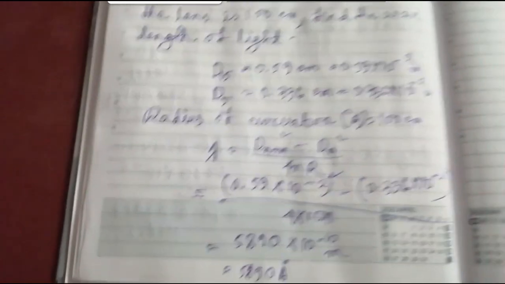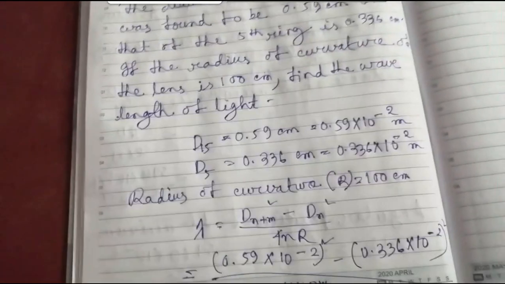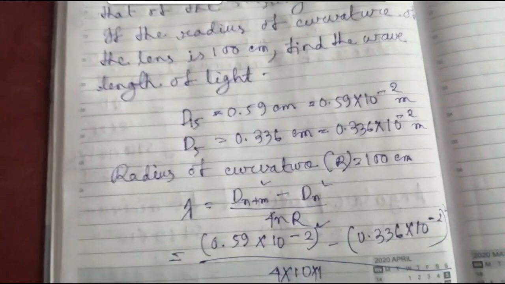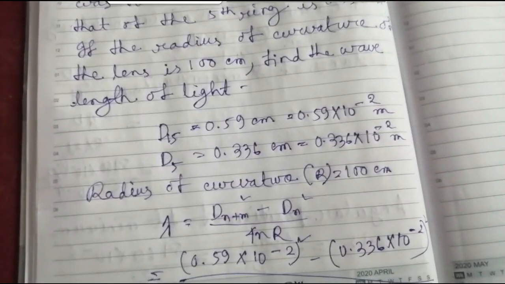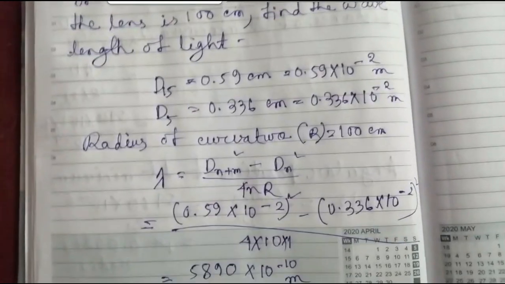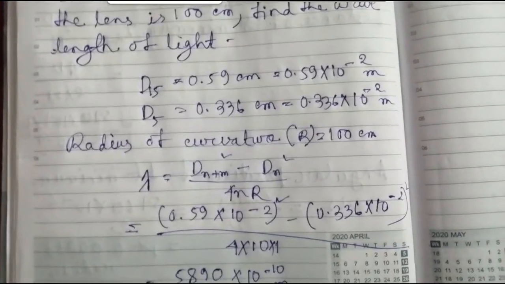So you see here the numerical is very simple, means all the values are given, you just have to put the values in the formula, then you can get the corresponding lambda.